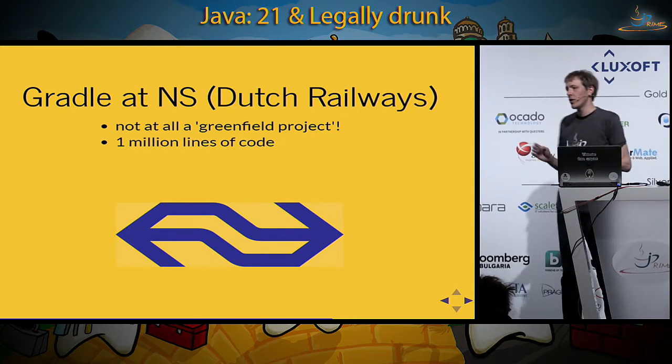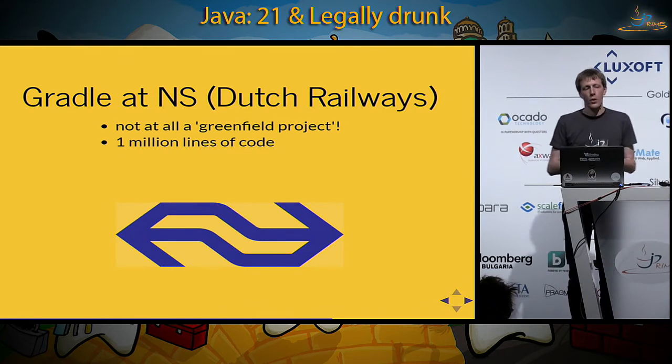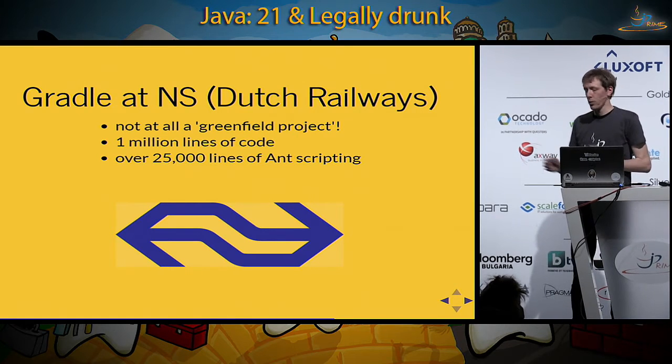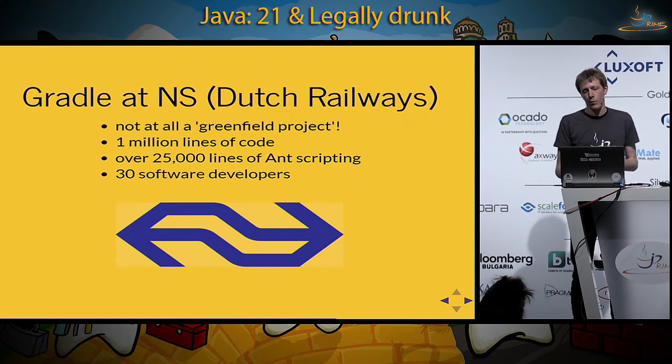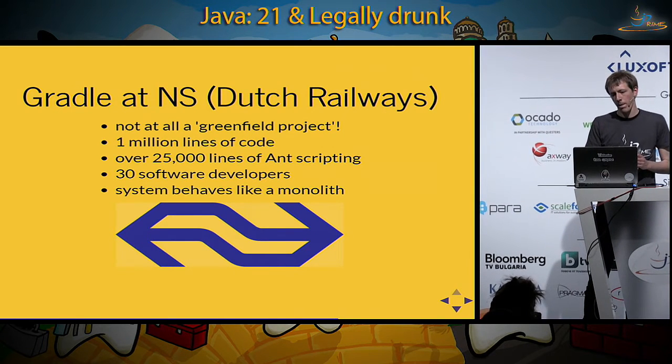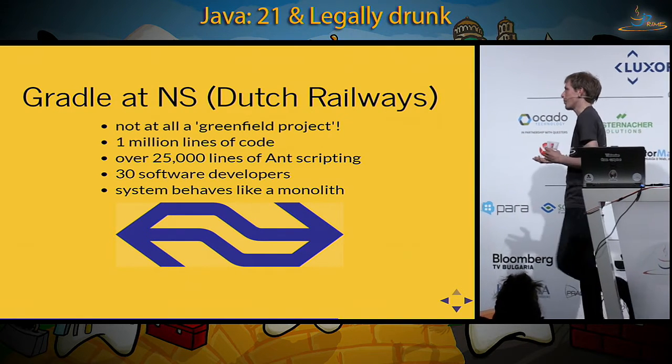In total, the system is 1 million lines of code, in Java and all these things together. And I told you before, 20K lines of Ant scripting. 30 software developers are working on the system right now. The system behaved like a monolith.